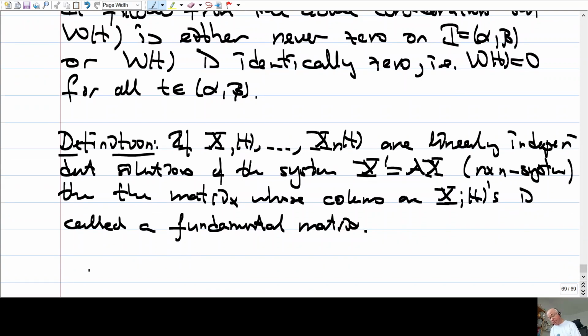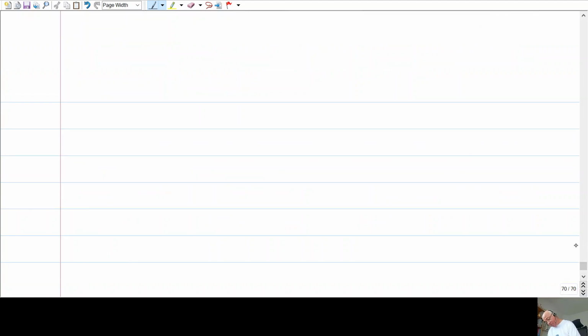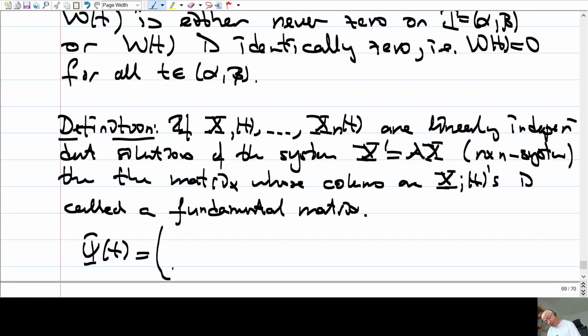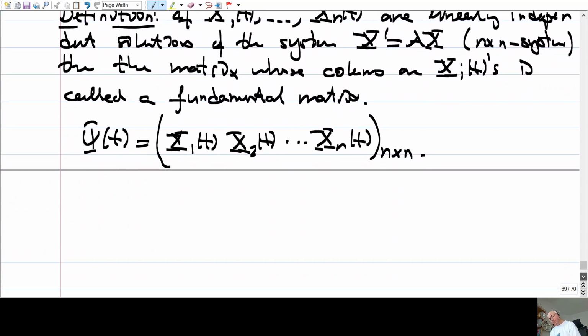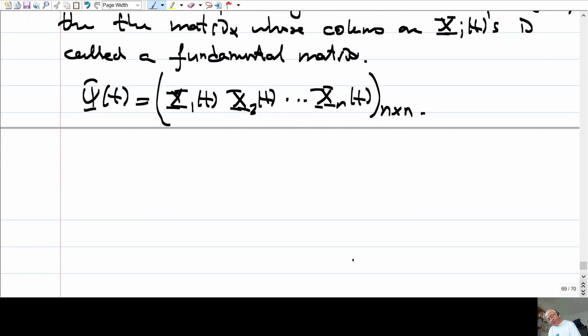So what's a fundamental matrix? It's a matrix of functions, and the columns are just the solutions: first column, second column, and the nth column. So this is an n by n matrix. Let's see one example.